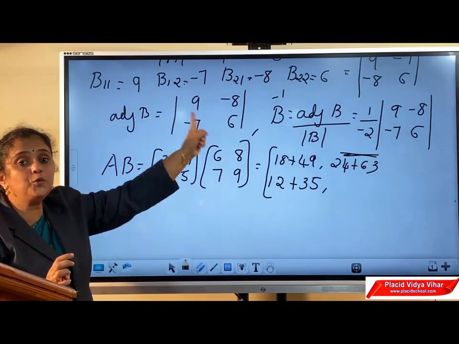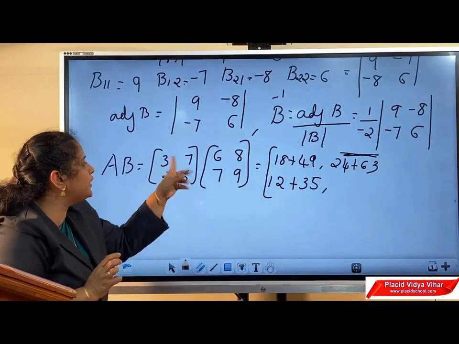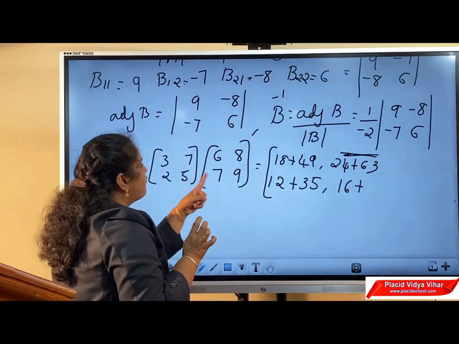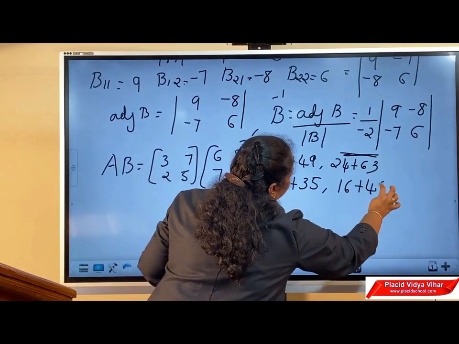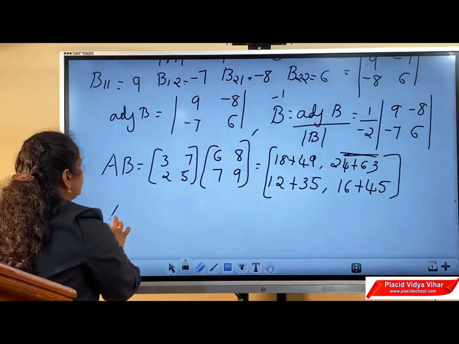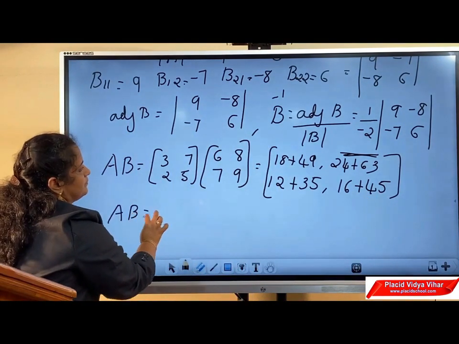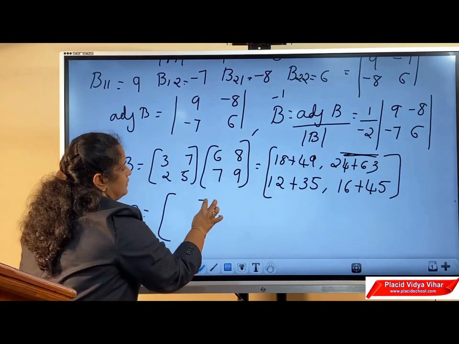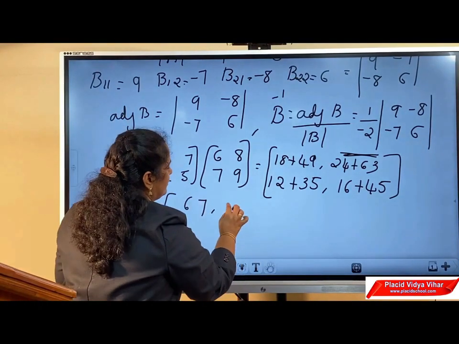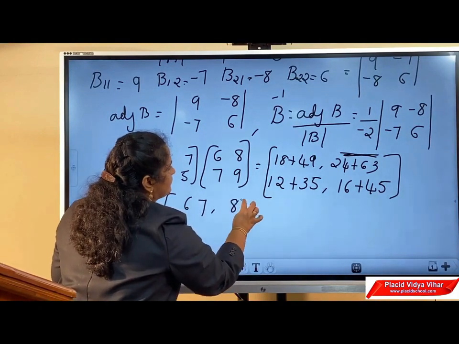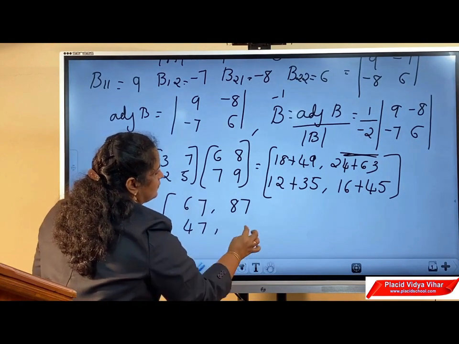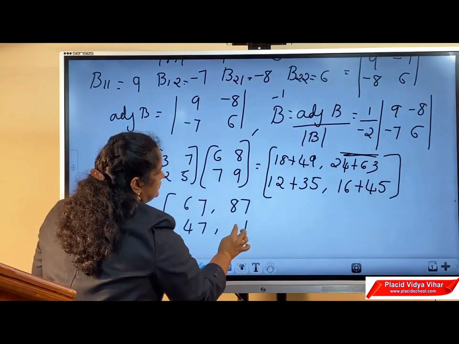Then the second row into the second column. That means 2 into 8 is 16, plus 5 into 9 is 45. Then you will get the answer, A into B is equal to 67. That is the first element. 87, 47, 61.